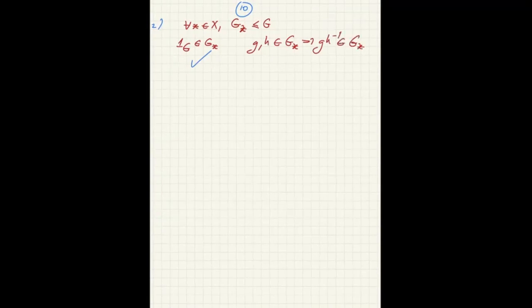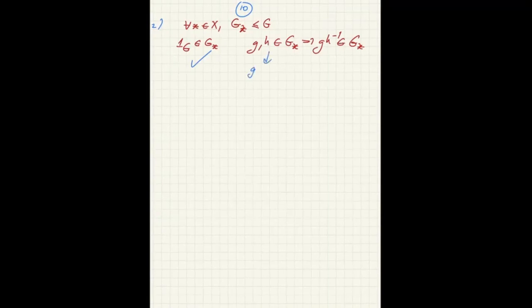So for 2, we want to prove that for any x in X, G of x is a subgroup of G. To do that, we pick an x and we have to prove two things: that the identity of G belongs to G of X, which we already did. And the second part is that if G and H belong to G of X, then G H minus 1 belongs to G of X. So let's give a quick proof of this.